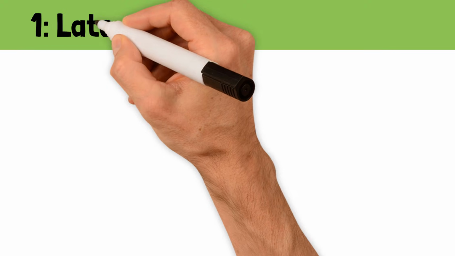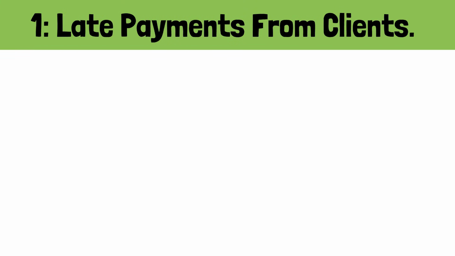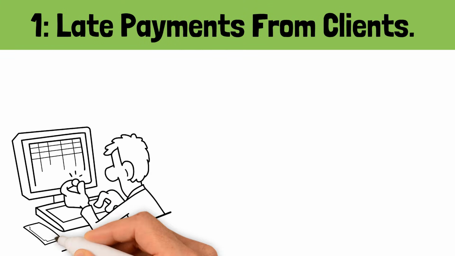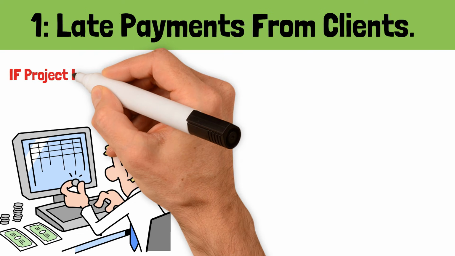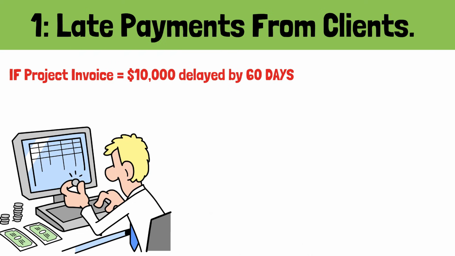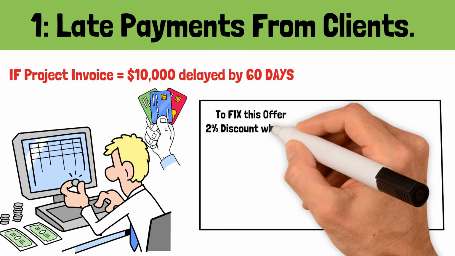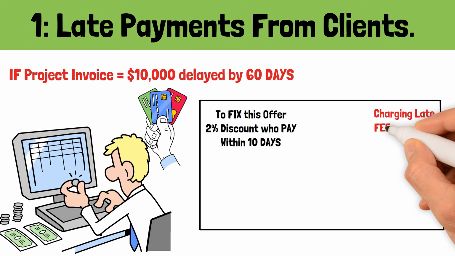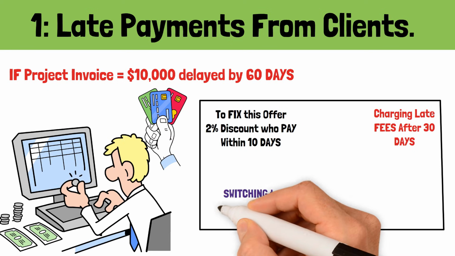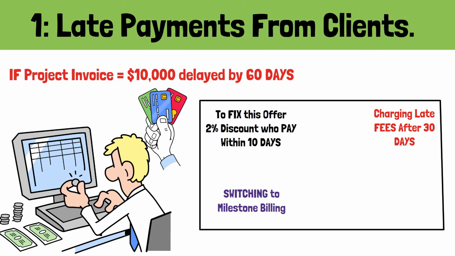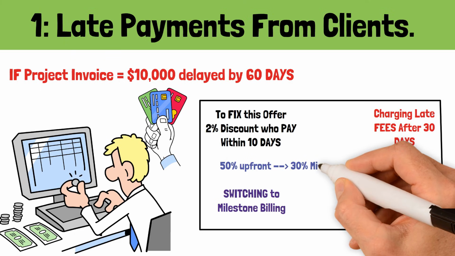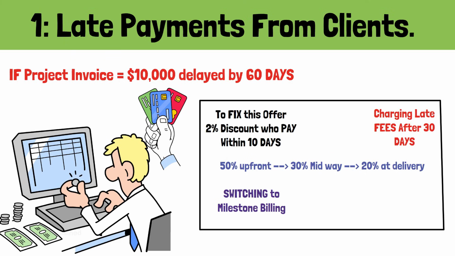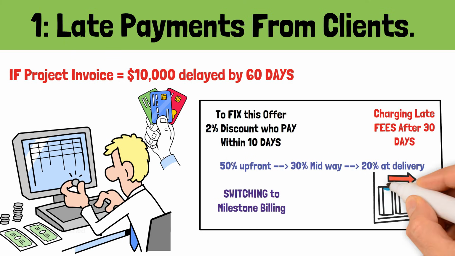Problem number 1, late payments from clients. Late payments crush liquidity. If a project invoice of $10,000 is delayed by 60 days, your bills still need to be paid today. Fix this by offering 2% discount for payments within 10 days, charging late fees after 30 days, and switching to milestone billing. For example, bill 50% upfront, 30% midway, and 20% at delivery. This keeps steady cash instead of waiting months for a single check.